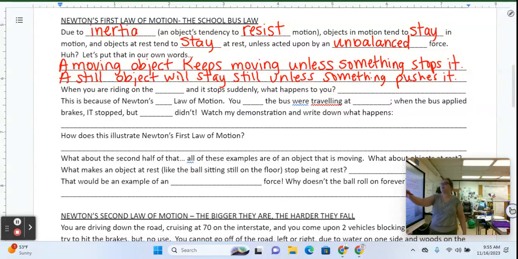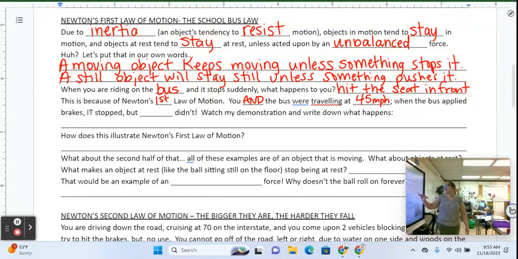When you are riding the bus and it stops suddenly, what happens to you? We just said it. You hit the seat in front of you. That is because of Newton's first law of motion. You and the bus were traveling at 35, 45, whatever it is, miles per hour. And when the bus applied the brakes, it stopped, but you didn't. So we've already seen the demonstration. We'll show you one more time. What happens?